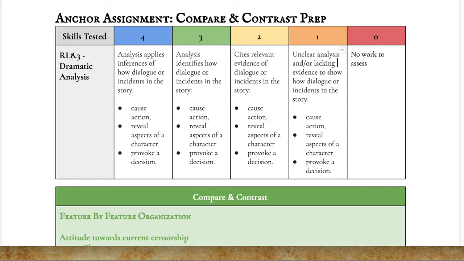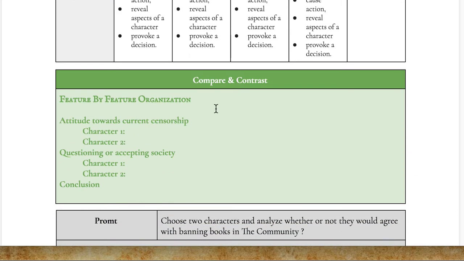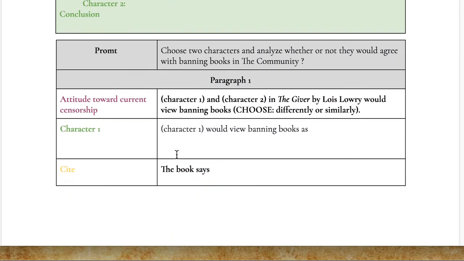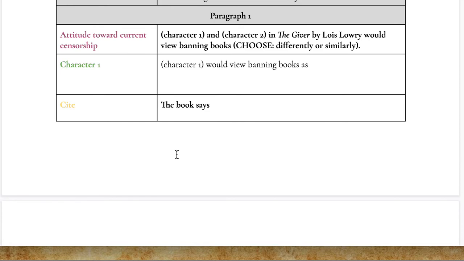So, to go through the whole process, we're starting with a feature-by-feature organizer, and you're going to be organizing 2 features here to compare and contrast. First is the characters' attitudes towards their current censorship in the community, and the second is whether or not they are questioning or accepting the society's rules, whether or not they're questioning or accepting what's going on in the community. And we gave you detailed sentence frames for each of these.